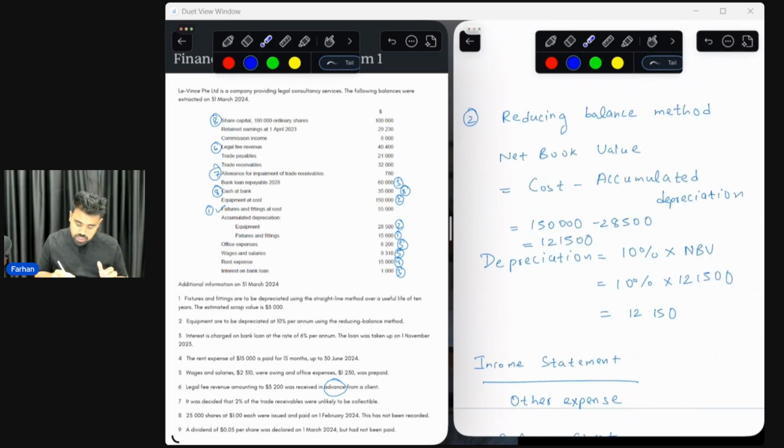Equipment are to be depreciated at 10% per annum using the reducing balance method. So how do we find the depreciation using the reducing balance method? First of all, we need to calculate the net book value. And the net book value at any given point in time is simply the difference between the original cost and the accumulated depreciation. The original cost is given to us for equipment at $150,000.